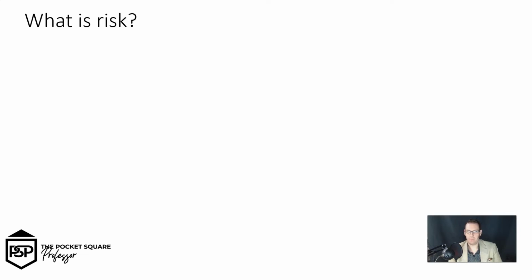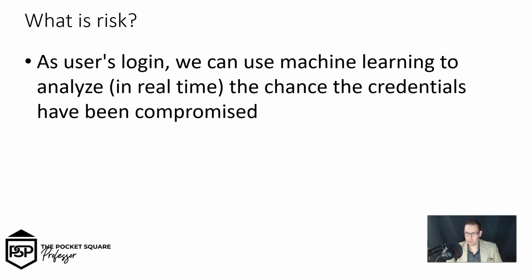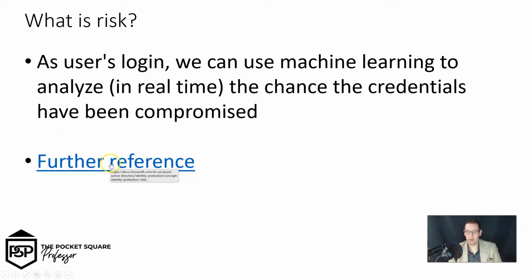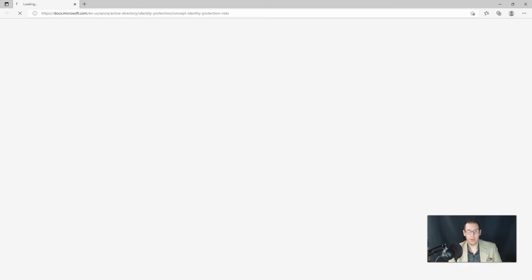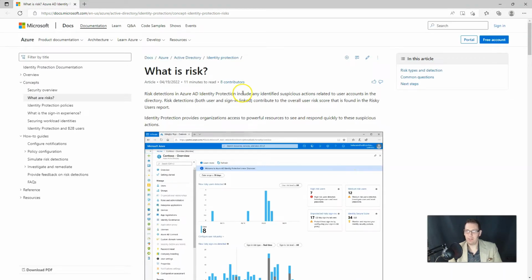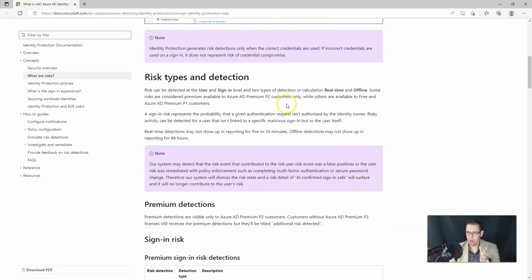But what is risk? So as users log in, we can use machine learning to analyze in real time the chance that credentials have been compromised. Now, I have this wonderful document on here, and it explains much more, and I want to go over it with you to make more sense. So I'm going to go ahead and click on it here just to bring it up. But risk is so many different things here. As a user is signing into Office 365, we are capturing the IP address, the geographic location, as well as the application itself that we're trying to log into, among many other things, of course.